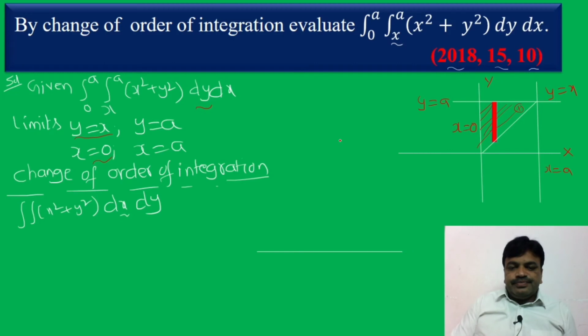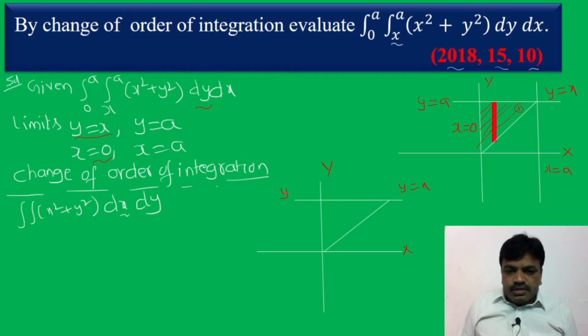Let us see. So this is x axis, this is y axis. Okay, same line, y is equal to x, and then y is equal to a.